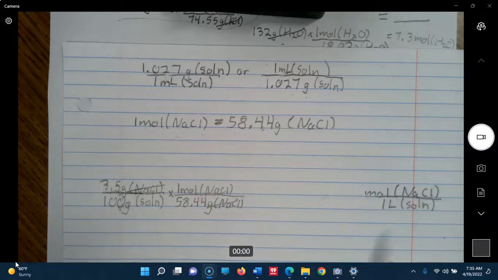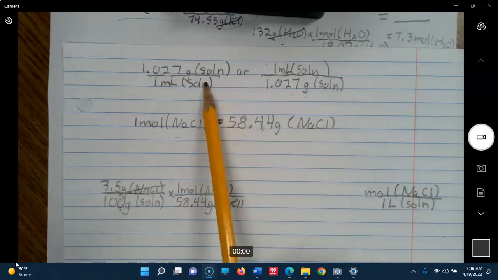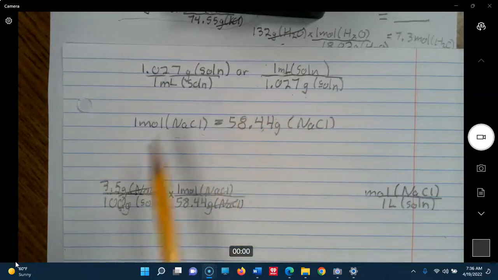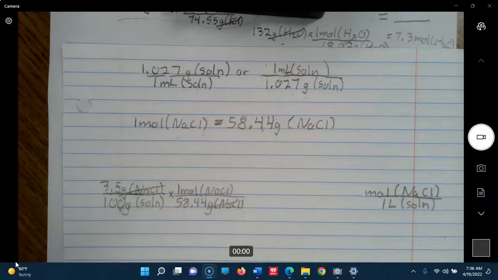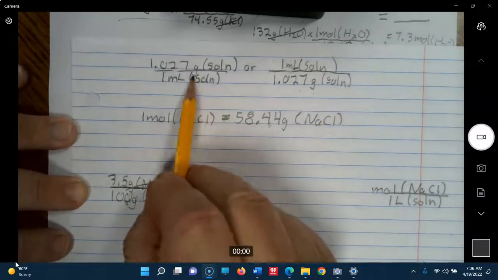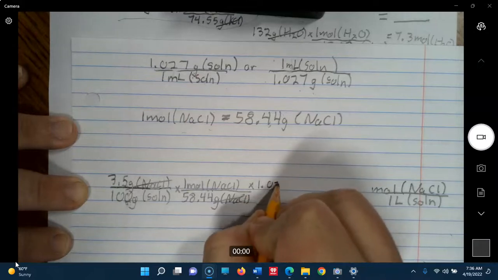Now, if it was water, we know that 1 gram equals 1 milliliter, and that would make it kind of easy. But it's not water. It's a mixture. So where do we have a relationship between, we don't have anything with liters, but we have milliliters, okay? Where do we have a relationship between grams and milliliters? Well, we come back up here. That's our density. So we need grams to cancel out. So which one are we going to use here? The first one or the second one? We're going to use the first one. We need grams on top. So it's times 1.027.